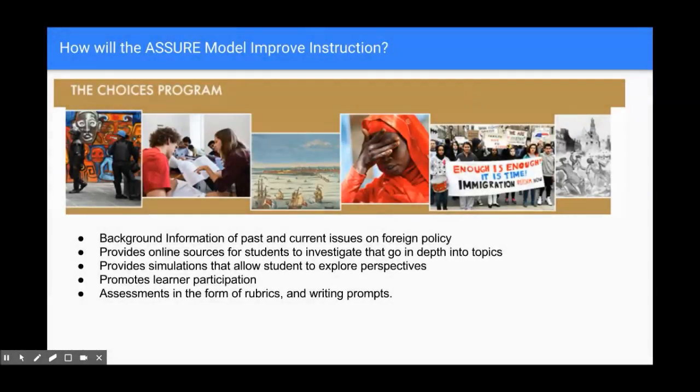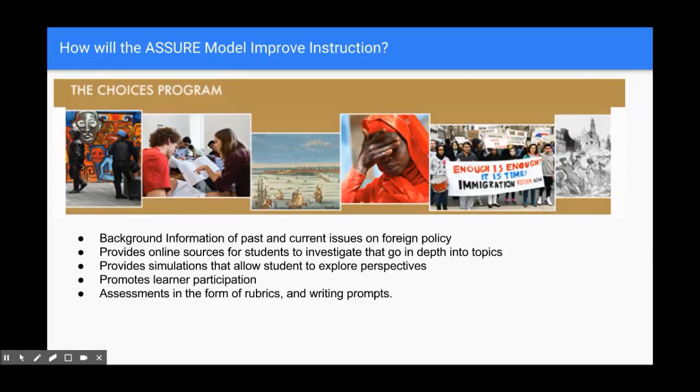Okay. So how will the Assure model improve instruction? One of the things through exploring the Assure model that I've kind of sat up and taken notice of is the idea that we need to be very careful about the selection of media and sources. One of the sources that my district already provides is the Choices program. This is developed through the Watson Institute at Brown University. Basically, this curriculum is designed essentially to give student choice. Through its title, you can certainly glean that.